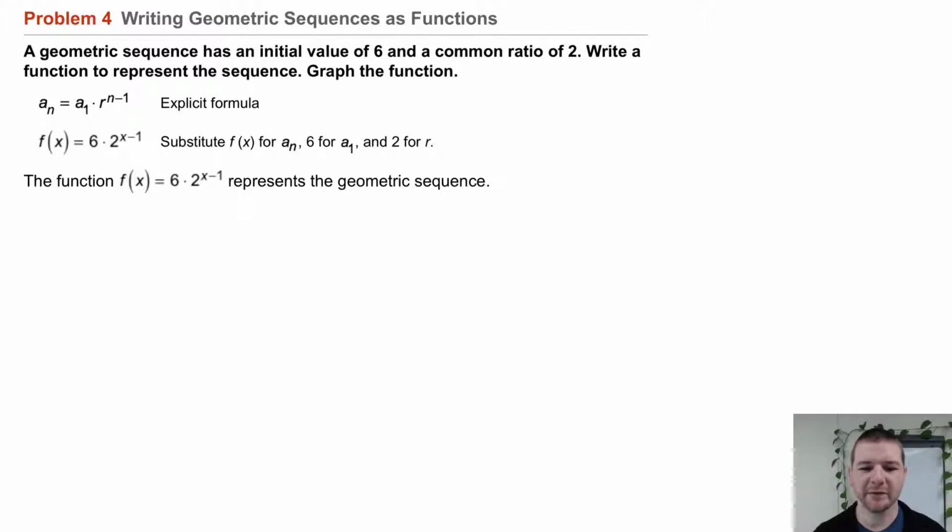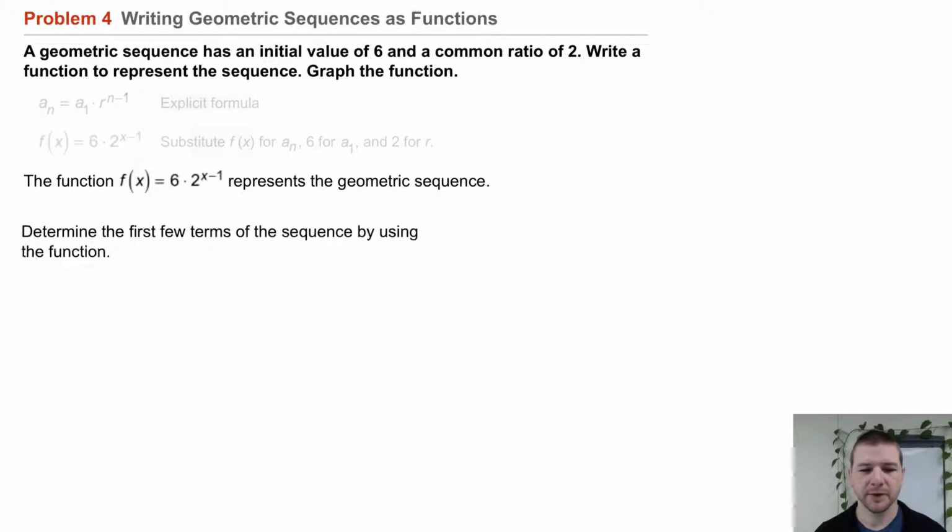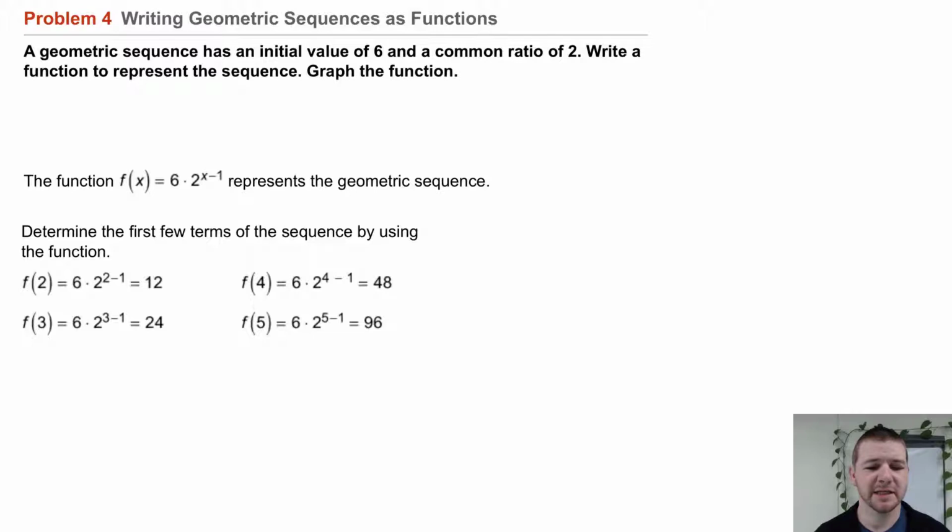We're also asked to graph the function. So we'll determine the first few terms of the sequence using the function. We could create a table of values. We can see here they're just listed in rows and columns. First, we'll find f of 2, so the second term in the sequence, by substituting 2 for x in the function that we've established. 6 times 2 raised to the 2 minus 1 power is 12.